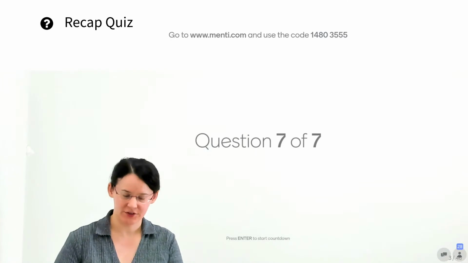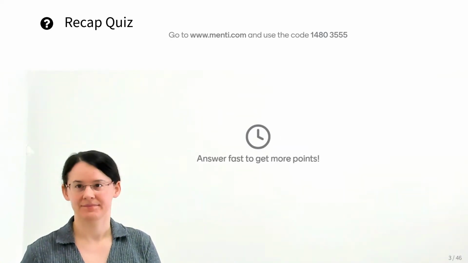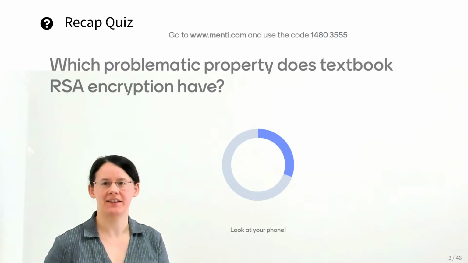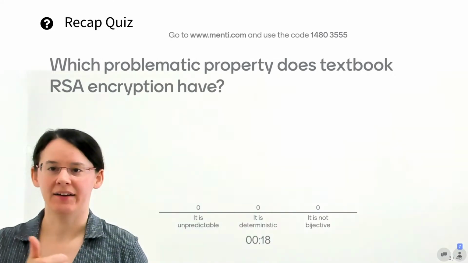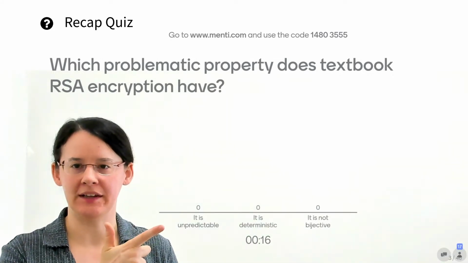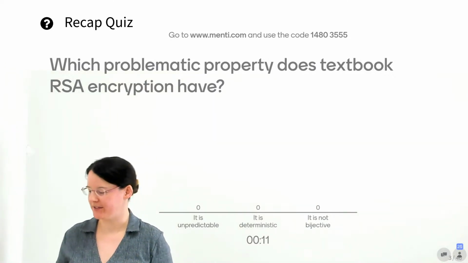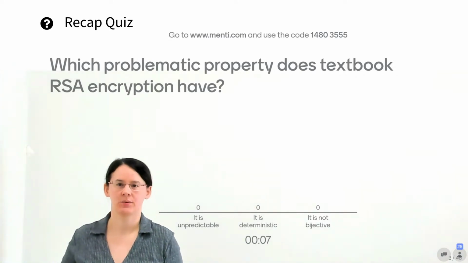Okay, so we have one more question, even though the counter says something else. Which problematic property does textbook RSA encryption have? Is it unpredictable, or deterministic, or not bijective? So one of these is the case for RSA encryption and it's a problem. Which one?